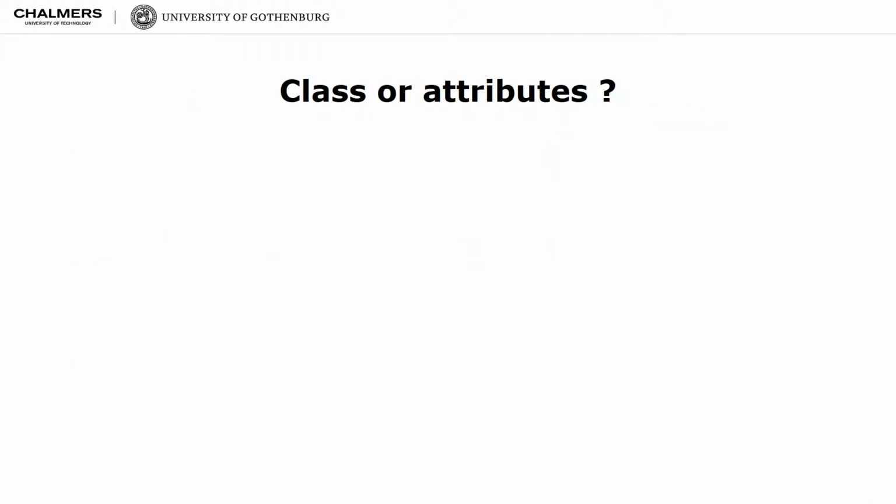Very often when you are considering a noun, for instance, in the documentation, you end up in a dilemma. Should I rather model this as a class or an attribute? So in this slide, we try to give you a couple of guidelines in order to simplify that decision.